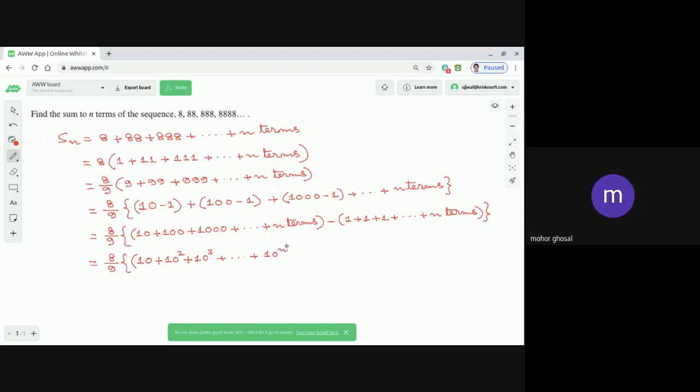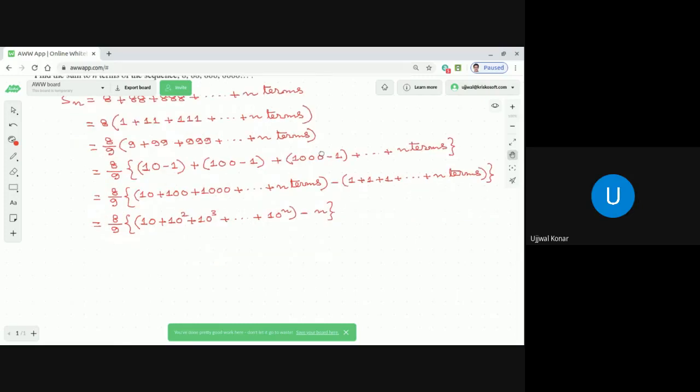Correct or not? And minus, can you please tell me what will be the value of this thing? 1 plus 1 plus 1 up to n terms. It will be simply n, as if you are adding 1 n times. Correct or not? Yes.